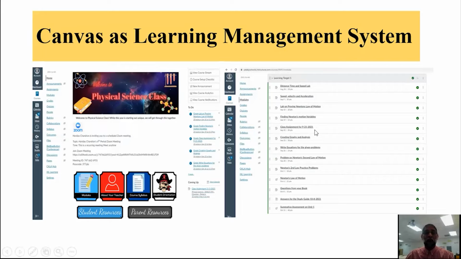I also made the modules divided into different lessons, so they can go and click on those and then complete them. And once they finish, they will have a quiz to check the mastery, and if they have mastered it, they can go to the next lesson. This is how it has been planned.